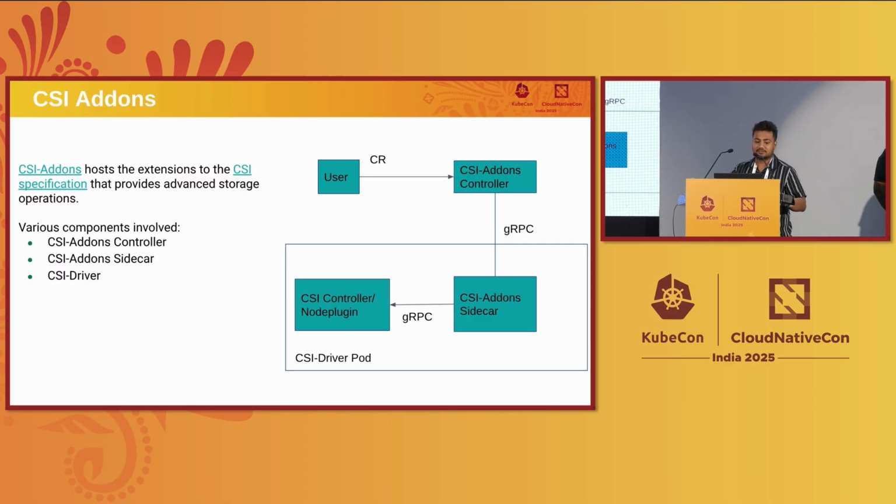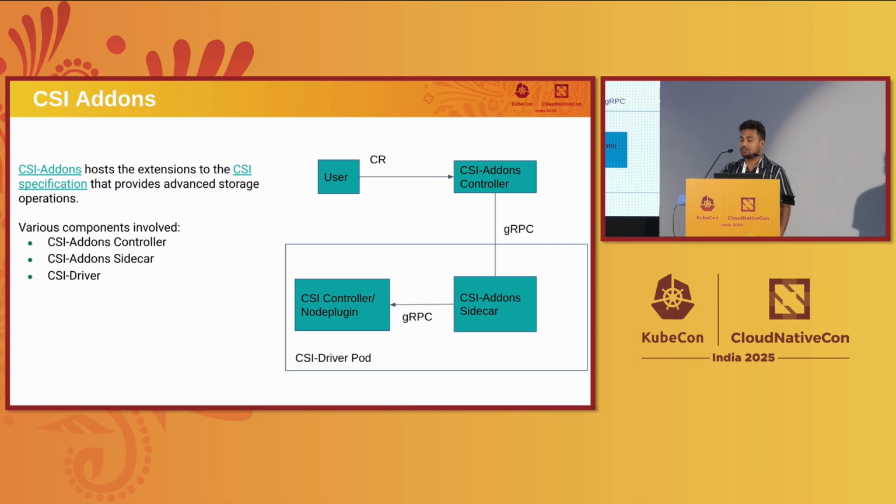So let's discuss what CSI add-ons is. CSI add-ons is an extension to the Kubernetes CSI interface that we have. It comprises 3 different components. Let's discuss what the components are. As you can see, there is a CSI add-ons controller, which is more like an operator, which contains a set of controllers for managing the different operations.